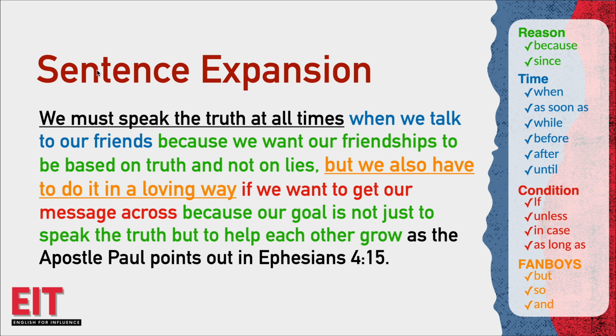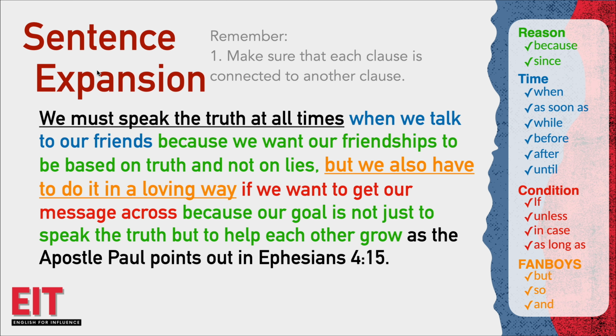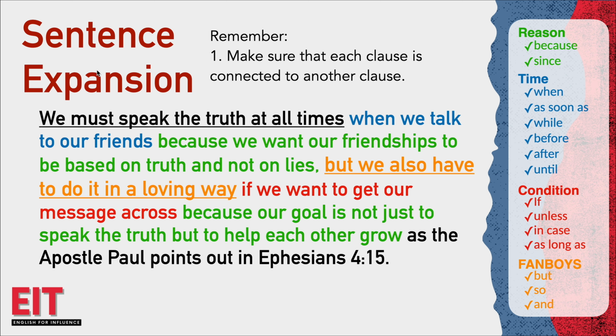So, with this example, let's talk about some things we need to remember when expanding our sentence. First, we only have two things. First, you have to make sure that each clause is connected to another clause. Let me repeat that. You have to make sure that each clause is connected to another clause within your sentence. I don't know if you saw that, but that's what we're trying to do. For example, when we talk to our friends is connected to we must speak the truth at all times, right?